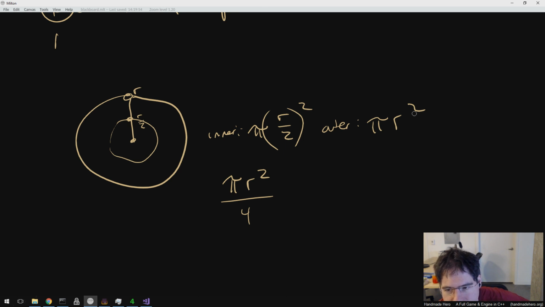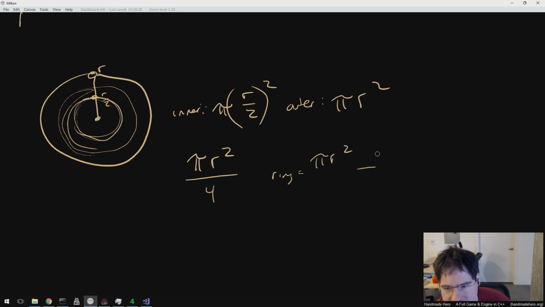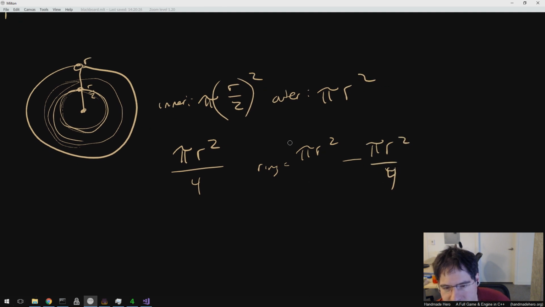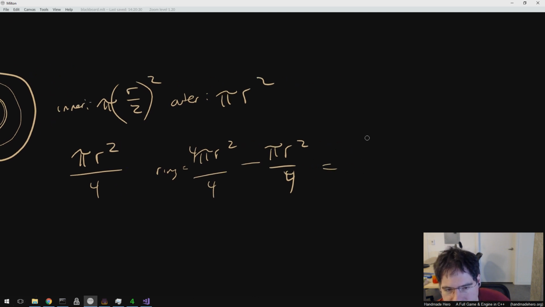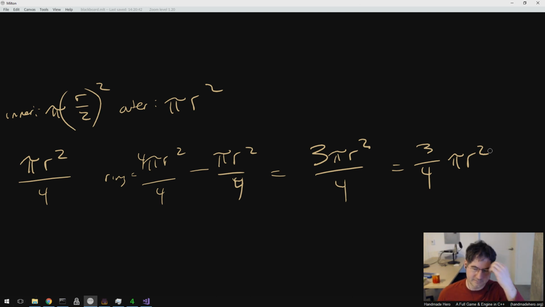right? Whereas the outer circle is pi r squared, but the area in here, this part is going to be subtracted away. So it's actually pi r squared for the ring. It's pi r squared minus pi r squared over 4, right? Otherwise known as 4 pi r squared over 4 minus pi r squared over 4, which is 3 pi r squared over 4, or 3 quarters pi r squared, right?